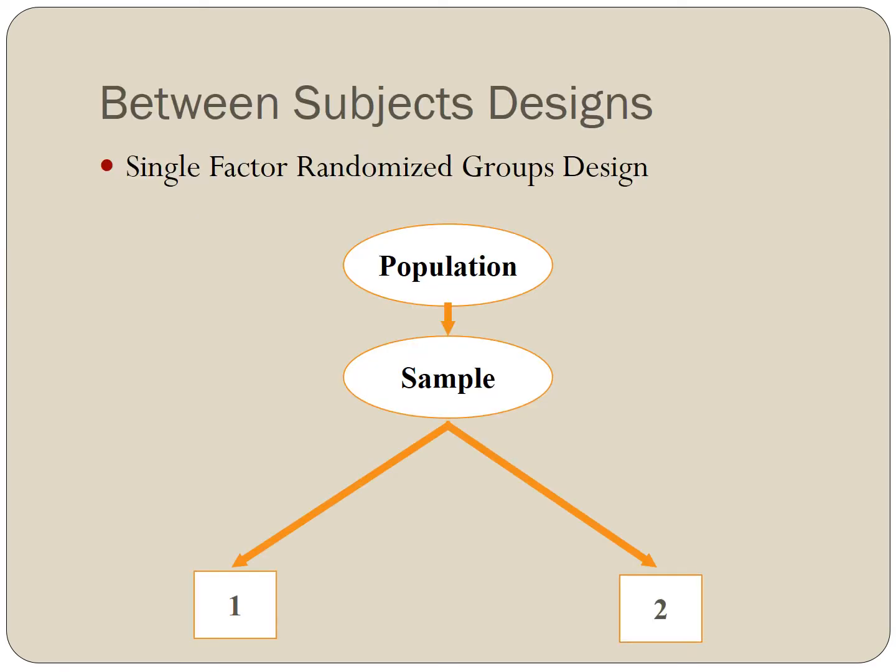The first type of between subjects design that we'll be talking about is a single factor randomized groups design. So let's say we're interested in knowing if eating coconut oil can help you lose weight. So we've got a population of people who want to lose weight. We take a sample from them, and we have two groups. The first group does not eat coconut oil, and the second group eats 6 tablespoons of coconut oil every day.